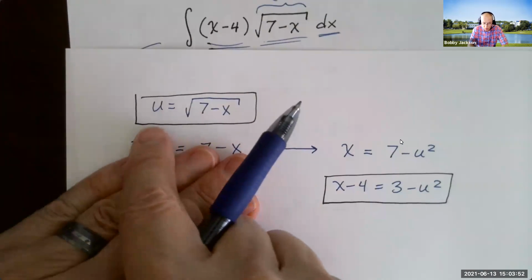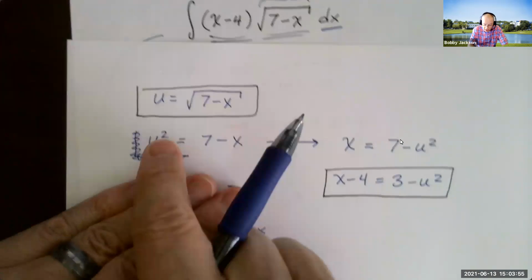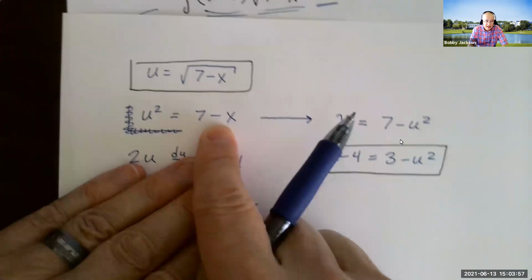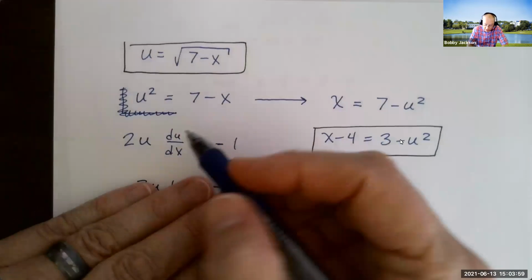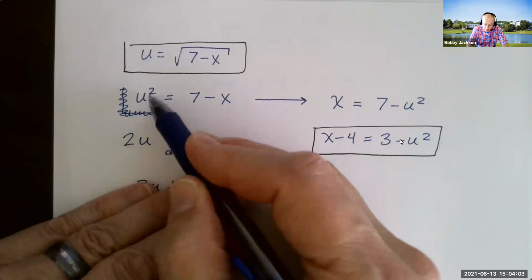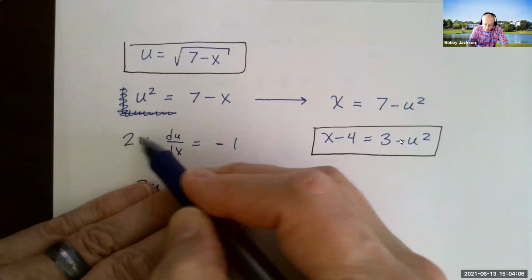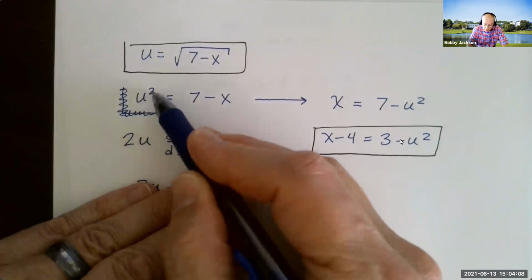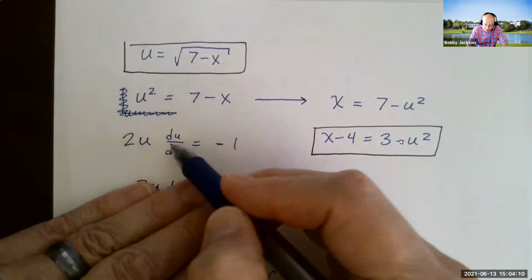Instead, what I'm going to do is square both sides. If this is my substitution, I know that u squared is just 7 minus x. Now I'm going to take the derivative implicitly, right? If I take the derivative with respect to x of both sides, what do I get? Well, here I get 2u, right? Derivative of the outer function, u squared, times the derivative of the inner function, du dx. So this is chain rule.